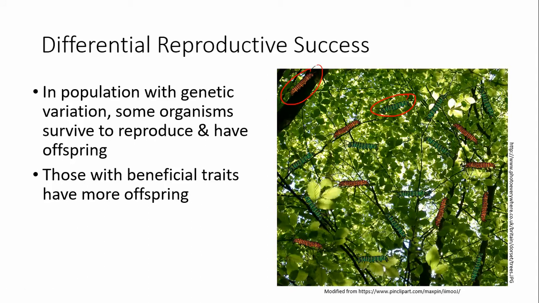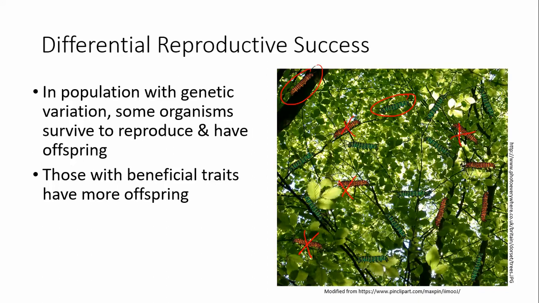So we've got genetic variation. We've got two different variants of color for this caterpillar, and then we've got differential reproductive success because we can figure that if there is a predator of these caterpillars, chances are good that these orange and red caterpillars are not going to survive.